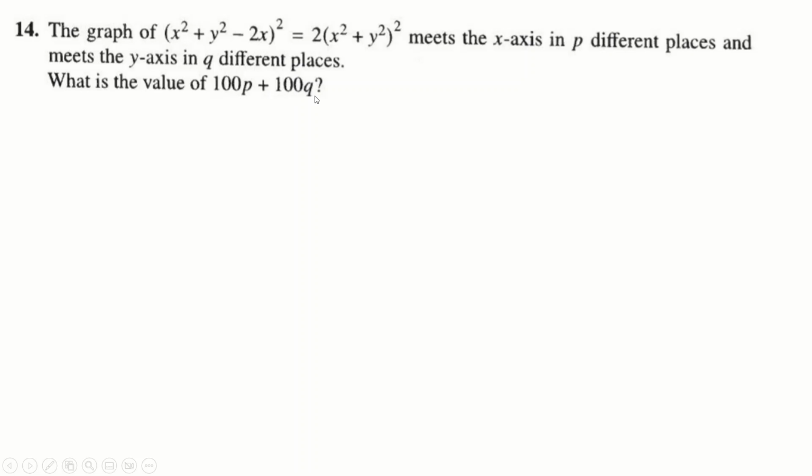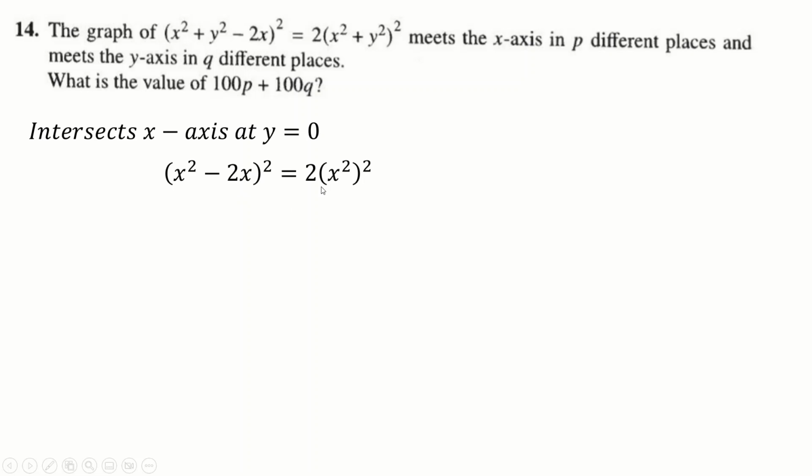We essentially just need to find p and q, because then we could put them into here. So to find when a graph meets the x-axis, you just set y to be 0. When a graph meets the x-axis, it's not got any vertical distance, it's on the x-axis, it's not going up or down, so y is 0. Just put y as 0 into here and solve this equation.